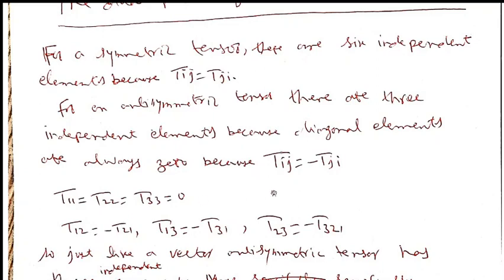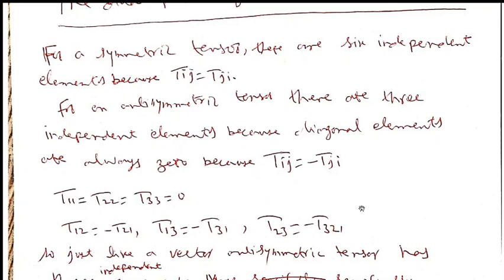Now we are left with the other 6. They will be T12 equals minus T21, T13 equals minus T31, and T23 equals minus T32. So it means that we have only 3 independent. Diagonals are 0, and of the others we have 3 independent. Then it means that if you have 3 known components, you can get the other 3 components with the help of this, and diagonals are 0.